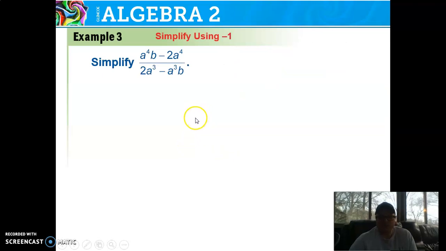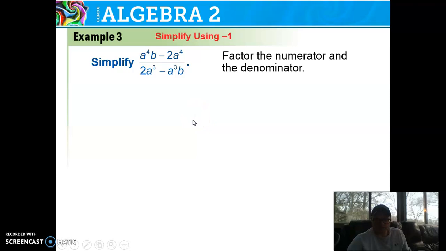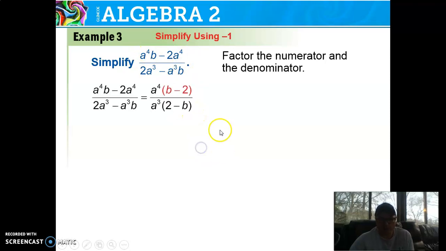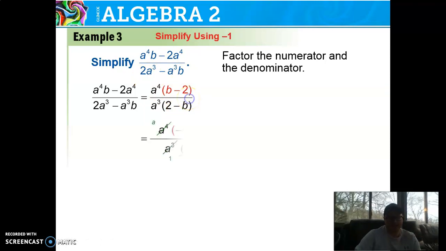Okay, next an example, simplifying using negative 1. If we look at this, it's really hard to cancel anything out because we have addition and subtraction going on here. So we need to factor out. Only multiplication and division allow us to cancel out in fractions. So when we look at the top, we can see a common factor of a to the fourth, pulling out or leaving us with b minus 2. On the bottom, we can see we have a common factor of a to the third, leaving us with 2 minus b. Now, b minus 2 and 2 minus b are very similar, but they're not exactly the same thing.